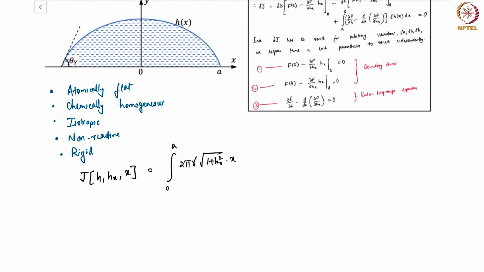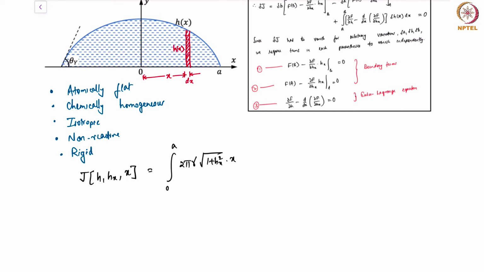Unlike the previous analysis, there is another reason why I'm repeating this analysis, because all the previous analyses were two-dimensional. I want to extend this to an axis-symmetric case. So in an axis-symmetric case, what we are doing is considering a small region here, which is at a distance of x and of thickness dx, and the height of this element is h of x.